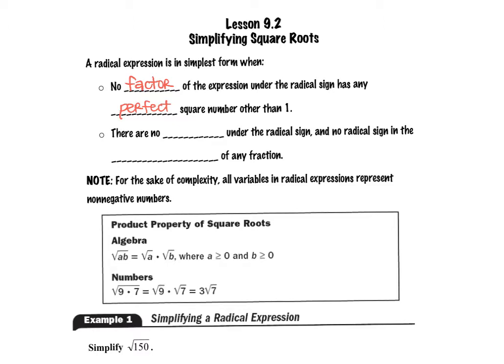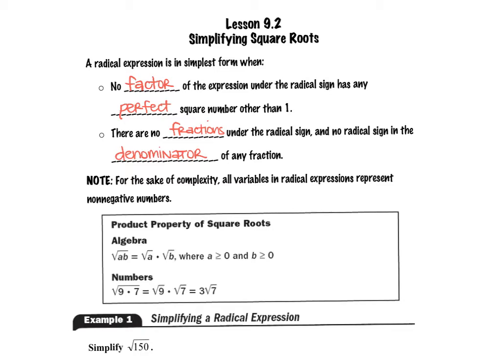The other thing that's true is that there can be no fractions under the radical sign and no radical sign in the denominator of any fractions. And so if there's any fractions that are under the radical sign, we need to get rid of those in order for it to be in simplest form.